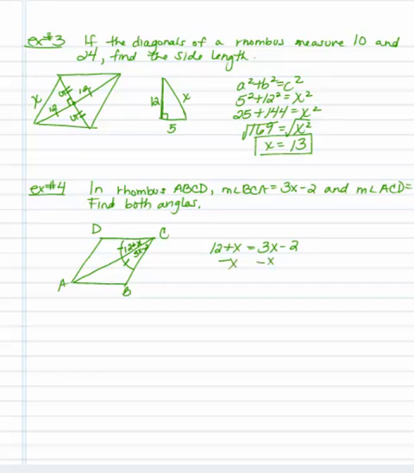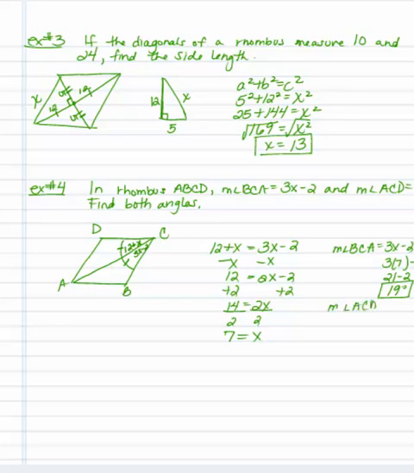And to try to solve it, move over an x. I'm getting x equals 7. But I don't think I actually answered the question. Measure of angle BCA, 3x minus 2, maybe 19 degrees, and the measure of angle ACD, 12 plus x, 19 degrees as well.